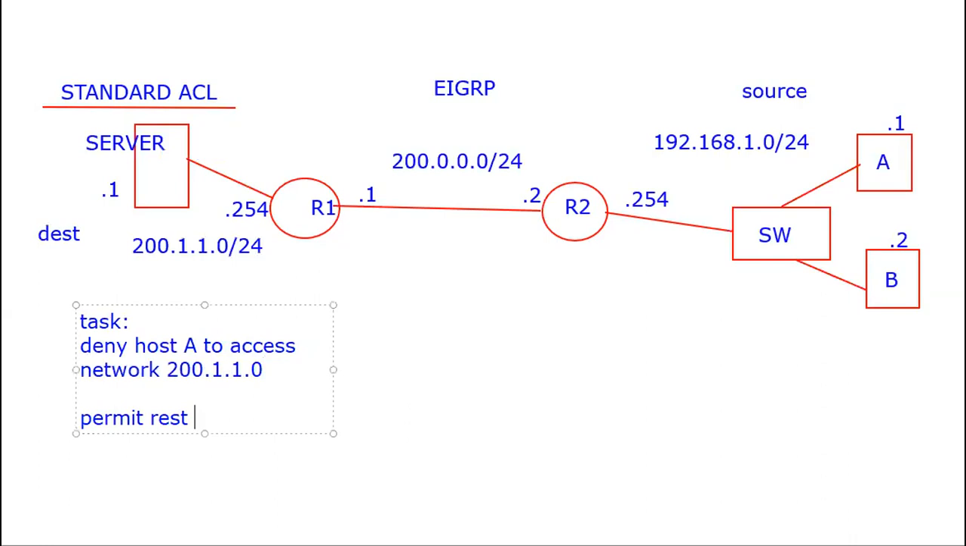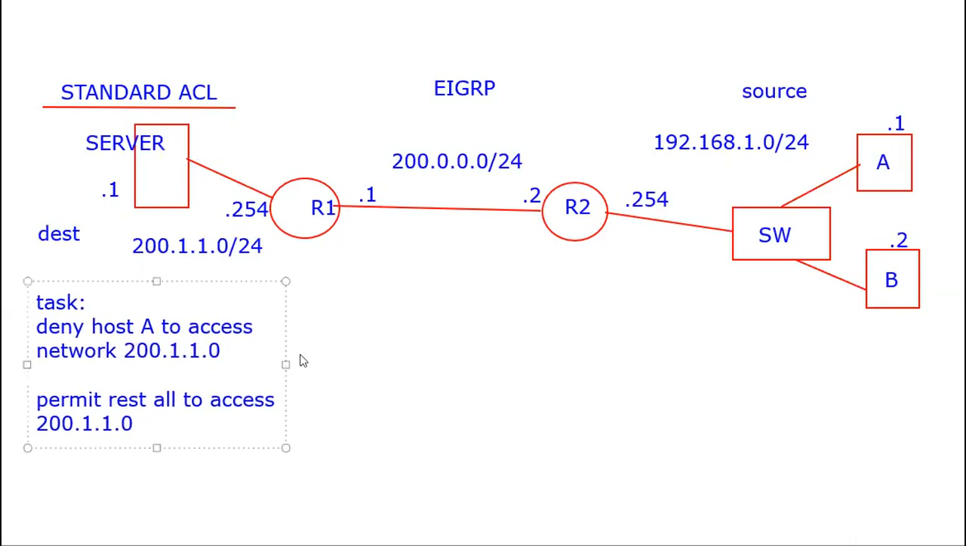Let's say in the 192.168.1.0 network there are other hosts also. You want to permit all, but you only want to deny host A access to the 200.1.1.0 network. Okay, let's see how it is configured. For that, we will go on router 1 configuration mode. First, we have to create the statements to deny host A and to permit all the rest. So on router 1, we will configure the statement access-list, then the access list number.